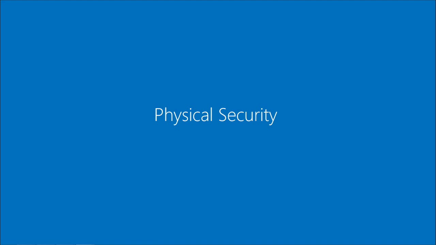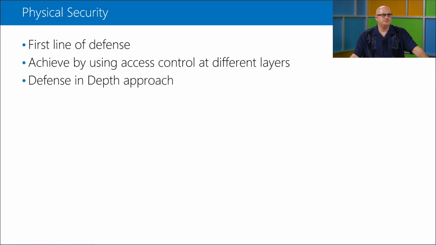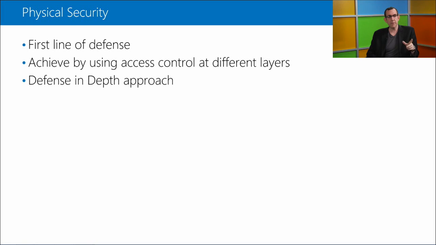Next, physical security. Physical security is your first line of defense. You can achieve this by using access control at different layers. Layers sounds really technical, but it's not. It's more conceptual. I'll show you in just a second. And then a defense in-depth approach, so having a multi-tiered or multi-layered approach. I will make a note here: defense in depth applies to physical security and logical or technological security. Here we're just putting it in the context of physical. We'll talk more about it as we go through other sections.